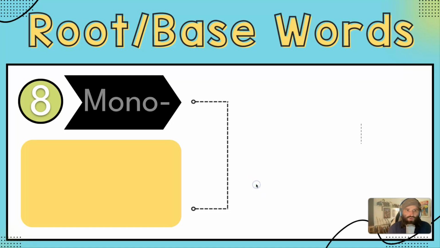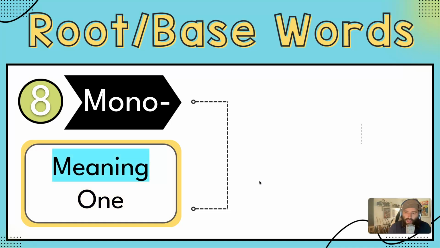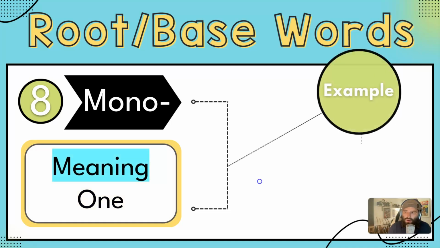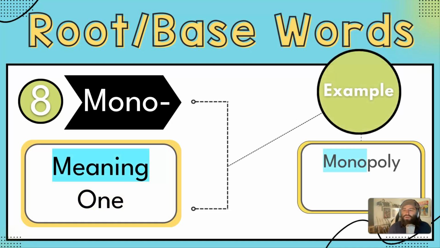And our last root or base here is mono. Mono means one. I don't know any other way to put mono as being one. You have things like monarchs and monopoly. Monotone. Monotone is when your voice only has one tone to it. It doesn't go up in pitch or down in pitch.